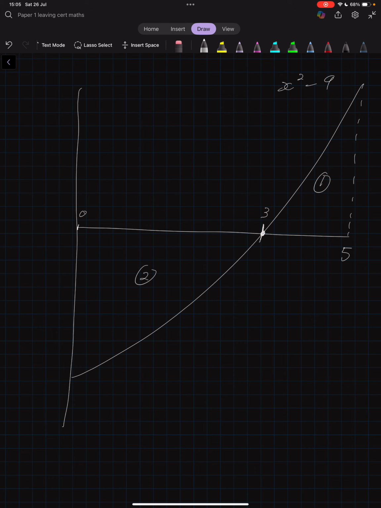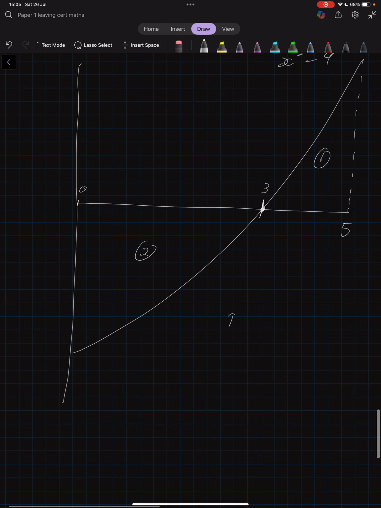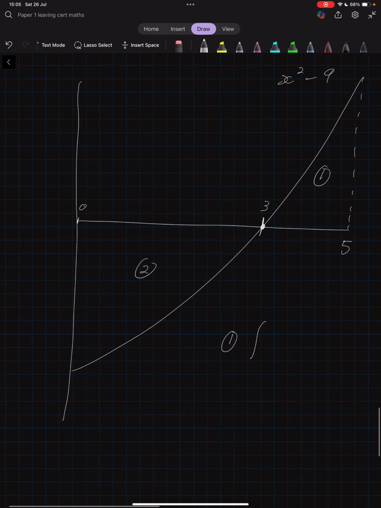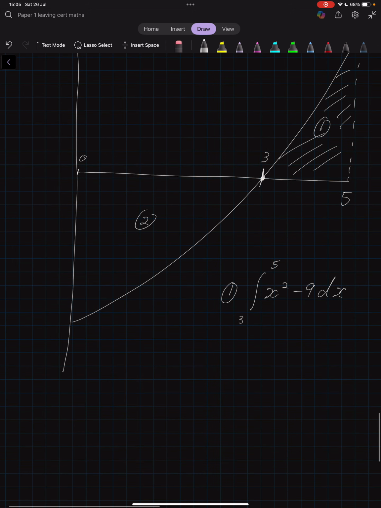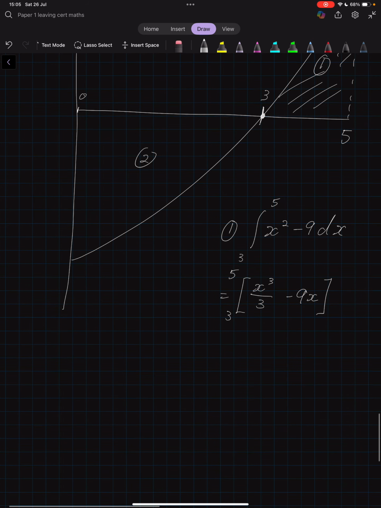Okay? So, first of all, let's get the first area. I want to integrate the function x squared minus 9 dx, from 3 to 5. So that's going to give me this area in here. From the bounds of 3 to 5, x squared integrated is going to be x cubed over 3 minus 9x. Again, you don't have to add the plus c here, specifically because it's a definite integral. So I have bounds, so I don't need to do it.